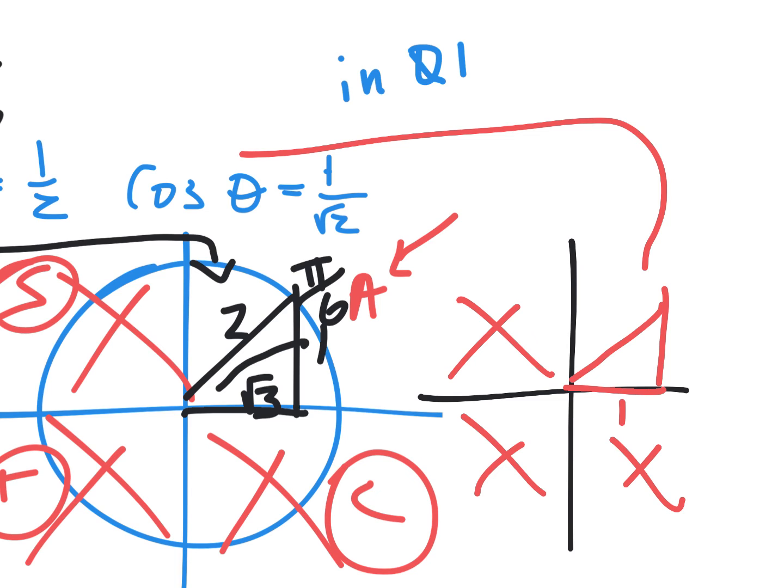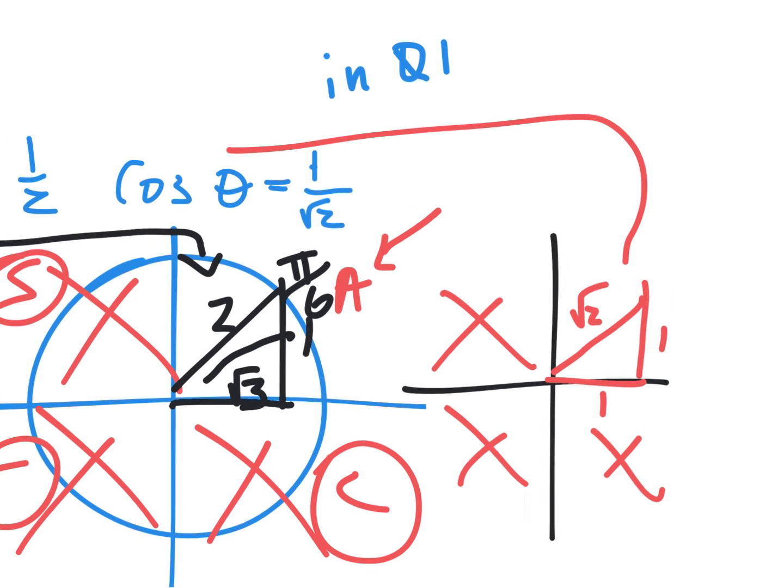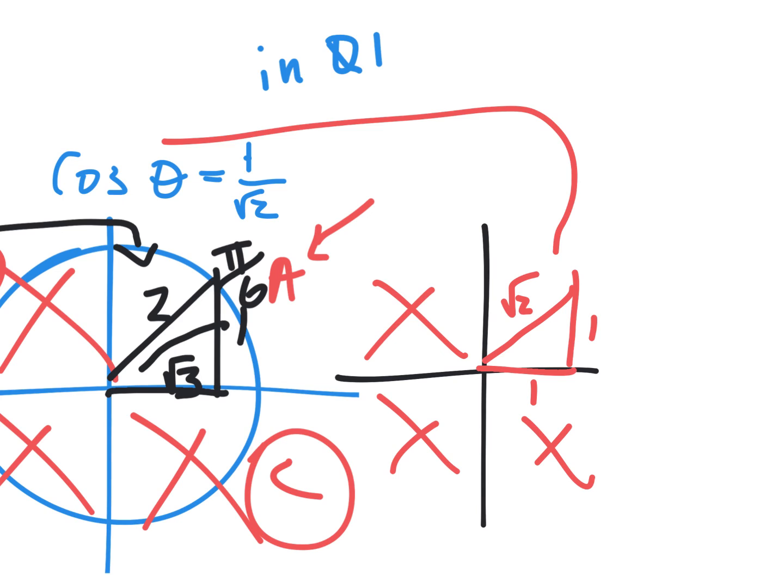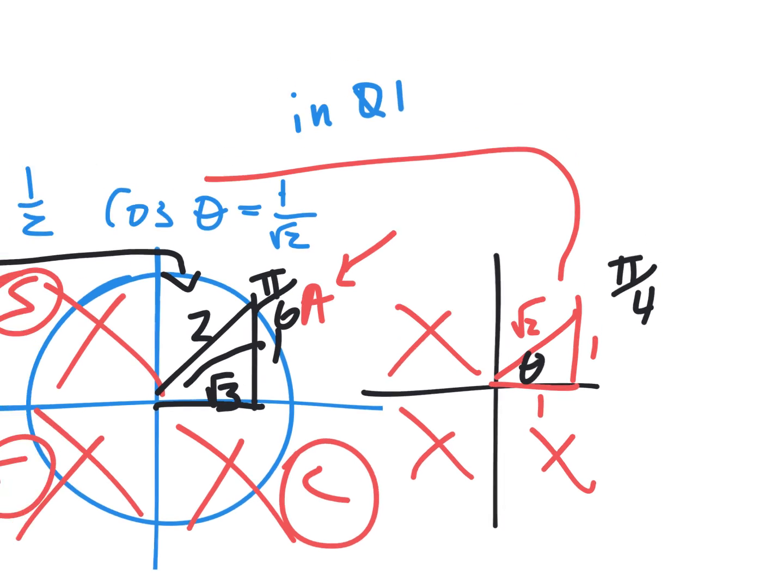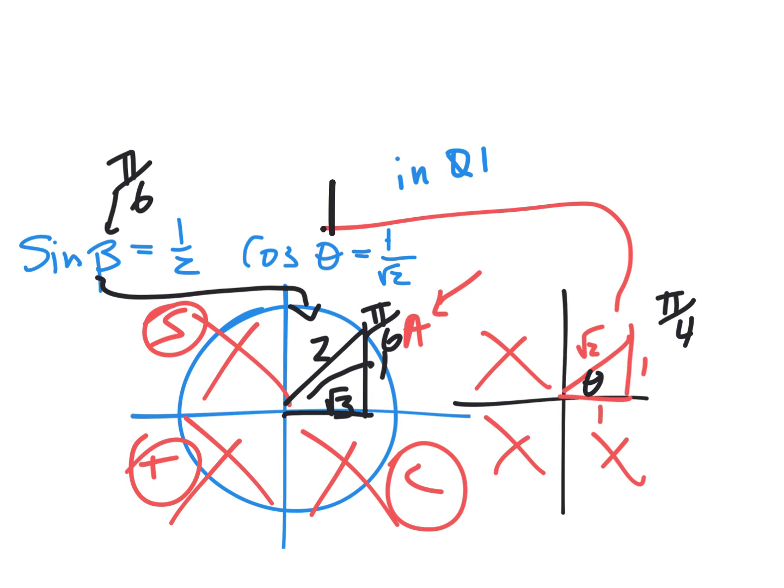Cosine is adjacent over hypotenuse. Ooh, yeah, I know this one. 1/√2. How many of you knew that we were talking about an angle theta, which would be pi over 4? Raise your hand if you knew that was pi over 4. Awesome. Okay, now do you get, I know both of my key angles.